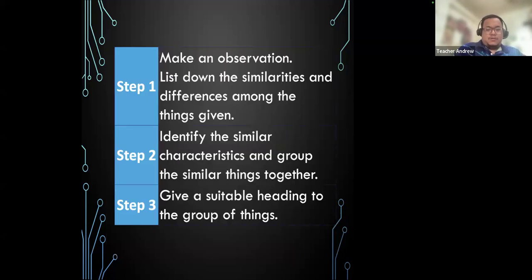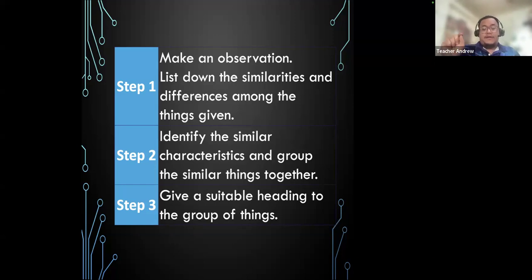So what are the ways that scientists or students of science use to classify things? They have the following steps. Step one, make an observation. So imagine yourself now at a table. There are a lot of pictures of animals. So you look at all the animals on the table. You make an observation. You list down the similarities and differences among the animal pictures on the table.